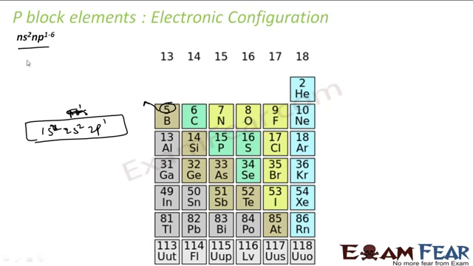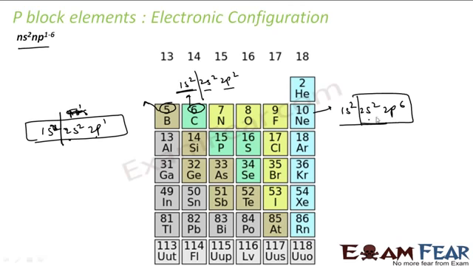If you ignore the inner part, the last part is ns2 np1. Similarly, for carbon, there's 1s2, 2s2, 2p2, which is 2, 4, 6. Correct? So if you ignore this part, this is ns2 np2. Similarly, for neon, 1s2, 2s2, 2p6. If you ignore this part, the electronic configuration is ns2 np6. That is my typical electronic configuration for a P block element.